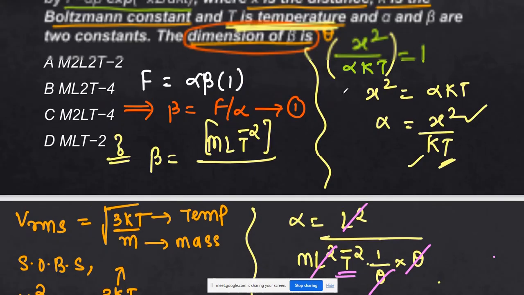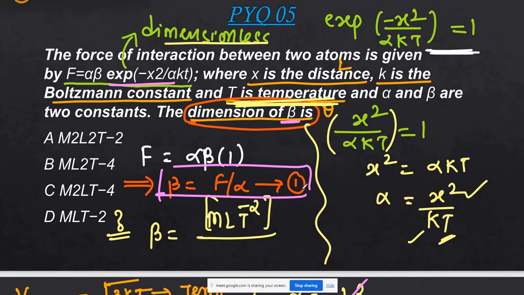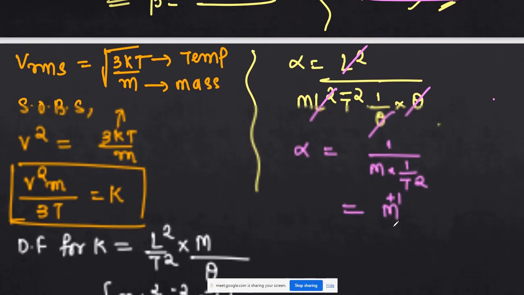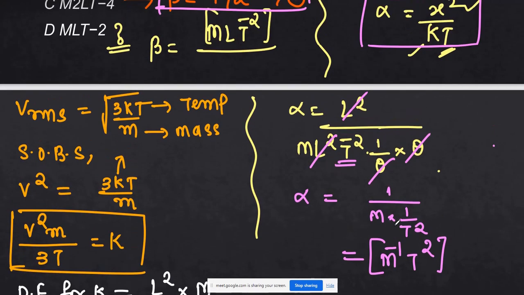No, ma'am. Clear. They have given the F formula. We took this exponential value as 1. We have to find beta. So first we modified and we got this first expression, F by alpha. We know F dimensions, we don't know alpha dimensions. How to find alpha dimensions? Bracket value equal to 1. From that, take the formula for alpha and substitute x dimensions, k dimensions, t dimensions. You will get alpha dimensions here. Now substitute alpha dimensions in the first formula.